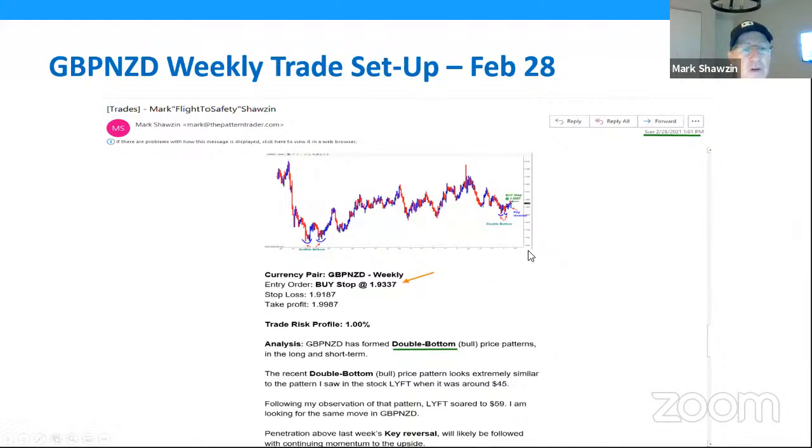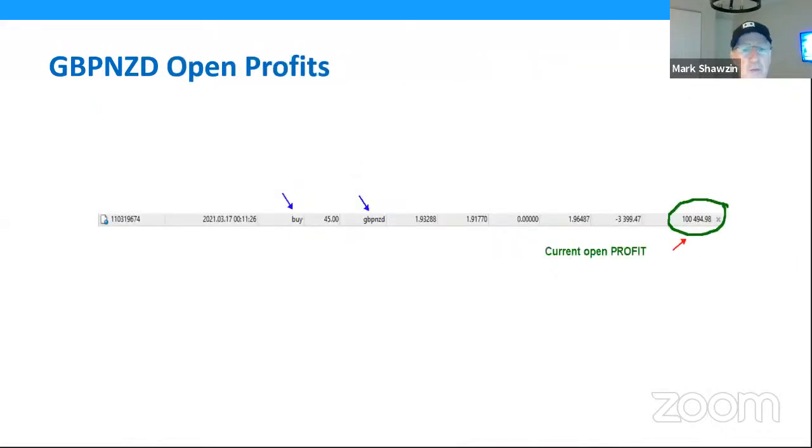Recently, I've been saying for a long time, pound versus New Zealand dollar has been in a stealth bull market. This was on the weekly trade, Sunday, February 28th, about a month ago exactly. I was talking about a double bottom on the weekly chart right here. I suggested to our members to buy pound New Zealand at 193.37. We're currently trading about 196.5, 300 pips higher than that. And here is my open profit right now on pound New Zealand dollar.